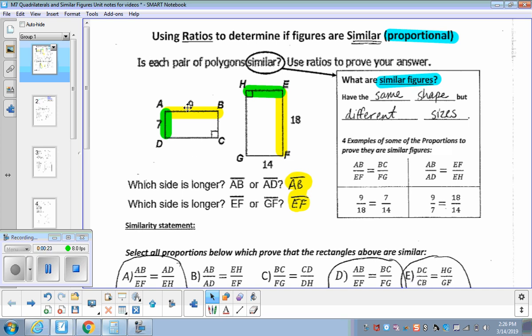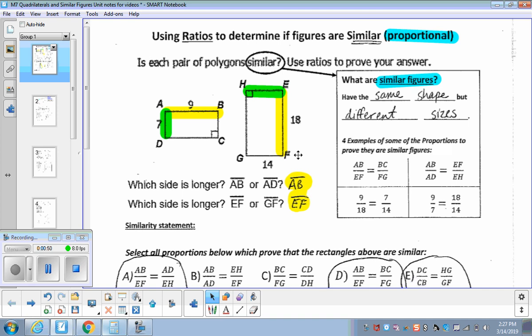Notice that we're not trying to find a missing side. I have 7, 9, 14, and 18. There's no unknowns. Right now I'm actually trying to prove that these are similar. So first, let's ask ourselves which side is longer, AB or AD. Over here, AB is obviously longer. Now in the bigger shape, is EF or GF longer?